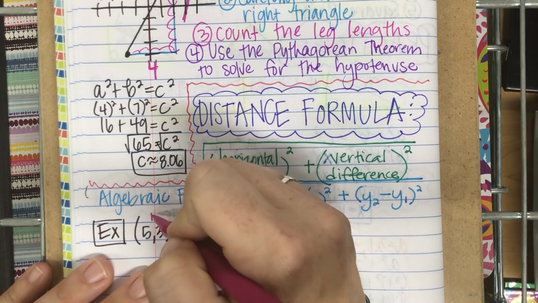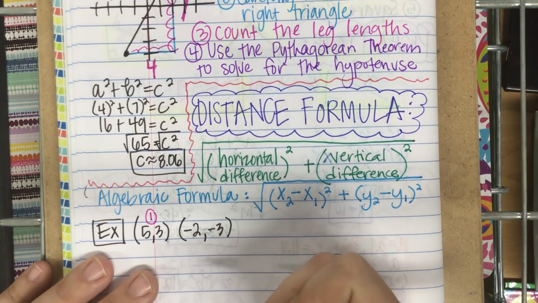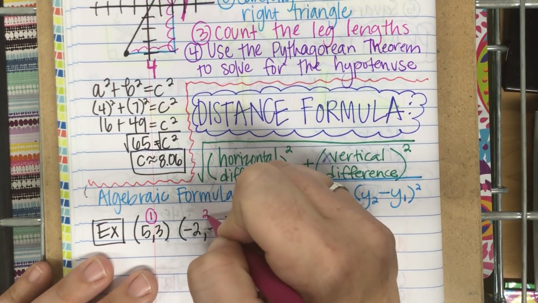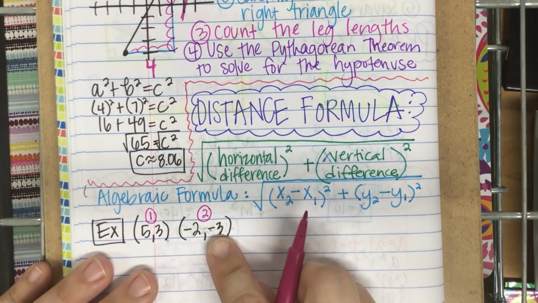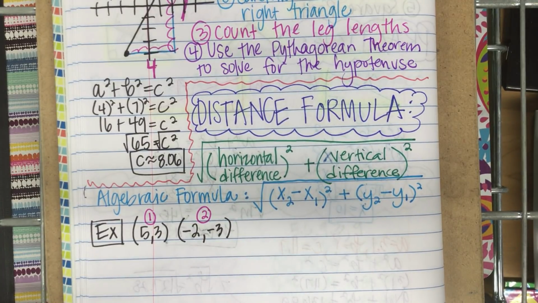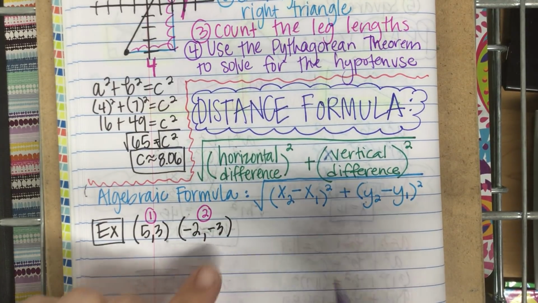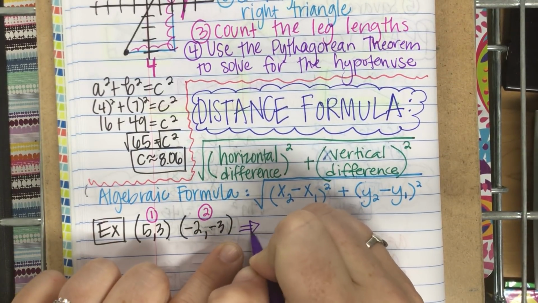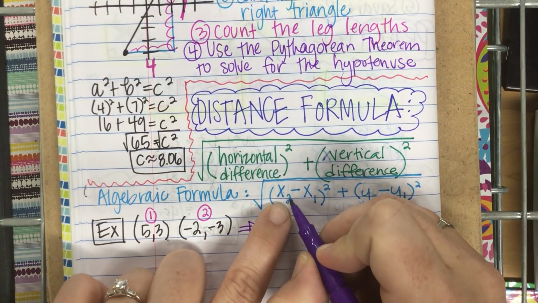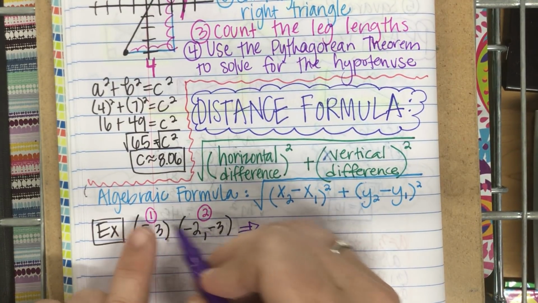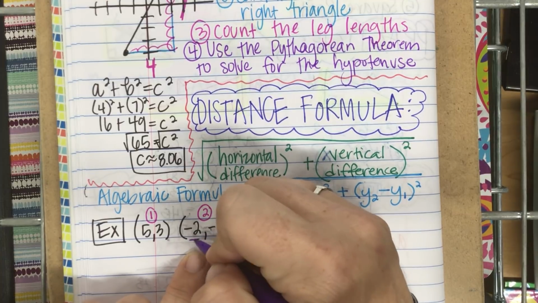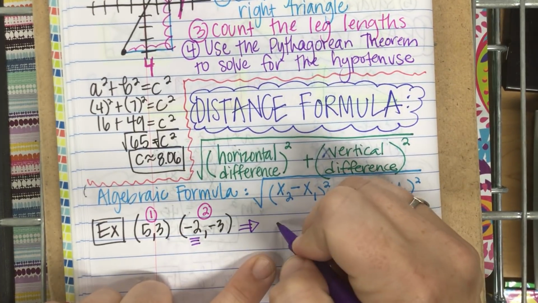So this is my first ordered pair because it comes first when it's written down. This is my second ordered pair. It's the second thing when it's written down. First, second. So I'm going to substitute into this formula. And I'm going to take the x from the second ordered pair. So first order pair, second order pair. Here's my x. And I'm going to put -2.